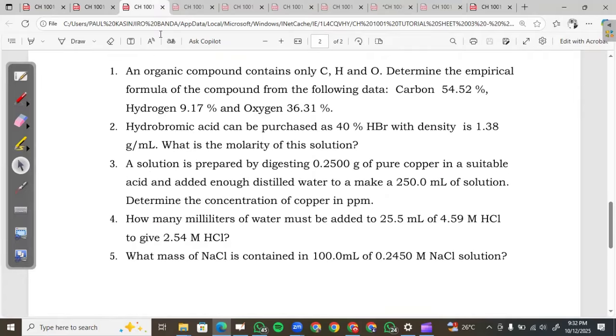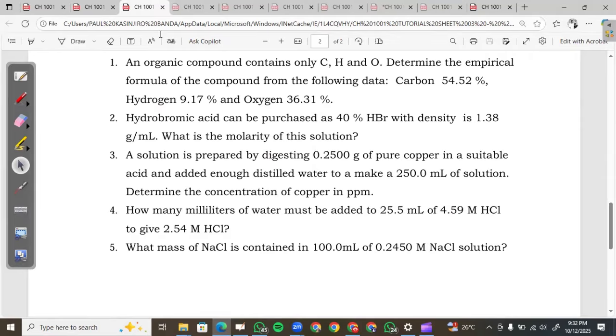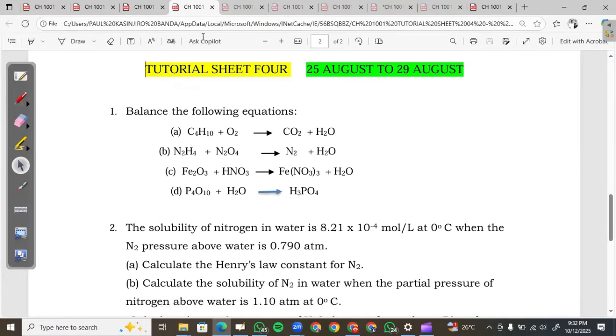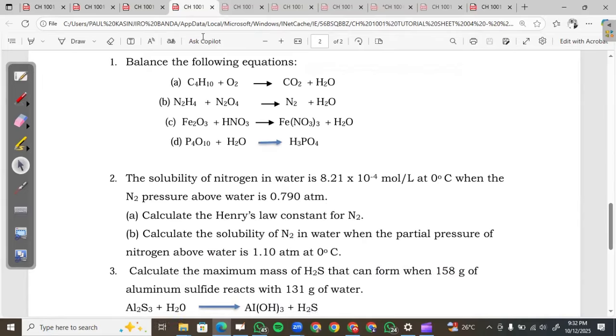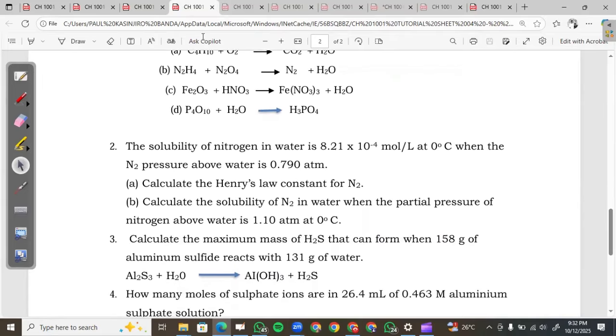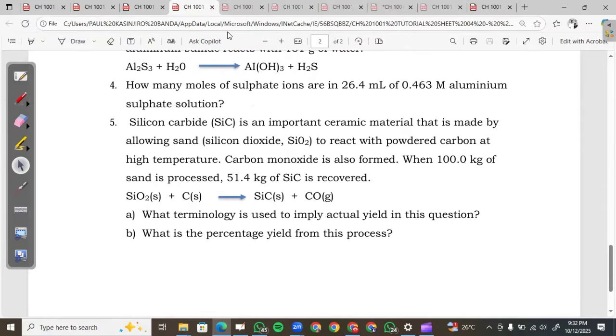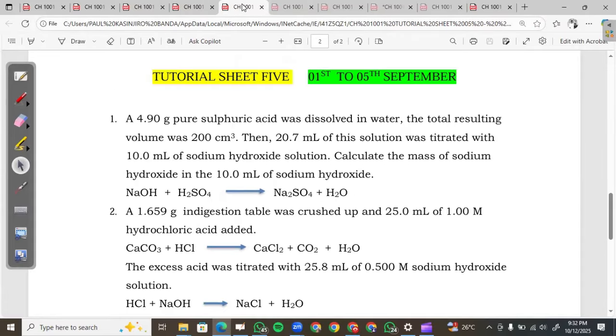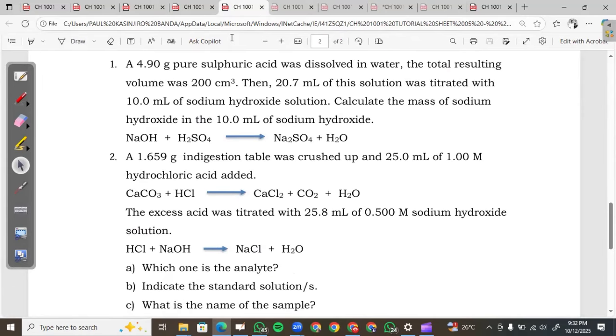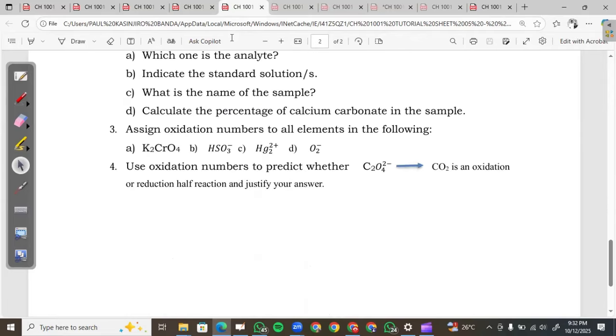Tutorial sheet 3, we can see here empirical formula, dilution formula, all these questions we solved, the videos are there. Then tutorial sheet 4, which is on balancing redox equations. We have some questions on Henry's law. We solved all these here. Percentage yield, we solved this question. This was tutorial sheet 4. Tutorial sheet 5 was on titration, or solutions to stoichiometry. We solved all these questions again, and on oxidation numbers we solved 4. The video solutions are there, so you can use them to learn at your own time.